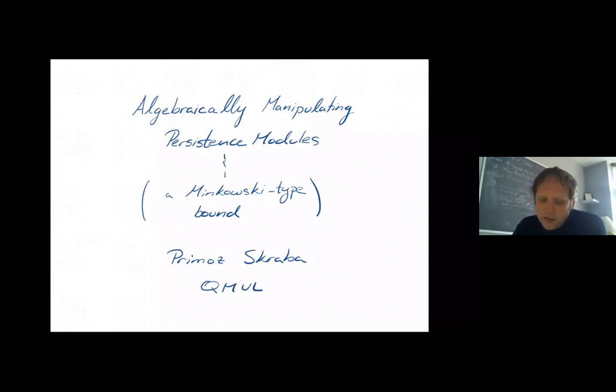I thought about how it would relate to a more recent result, because it's always fun to introduce at least something new in a talk, and that's the second part, which is a Minkowski-type bound. Now, when I was making this talk, I realized that maybe what would work better is to give the Minkowski-type bound and then illustrate how we can manipulate persistence modules in proving this bound. So I've flipped the talk a little bit on its head.